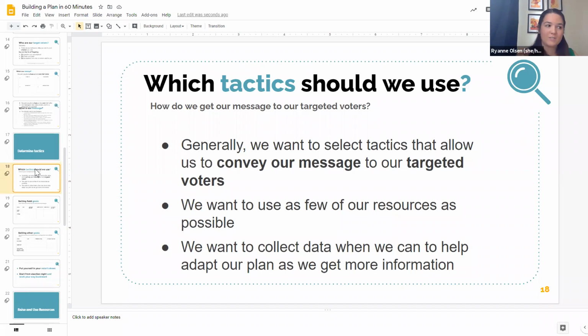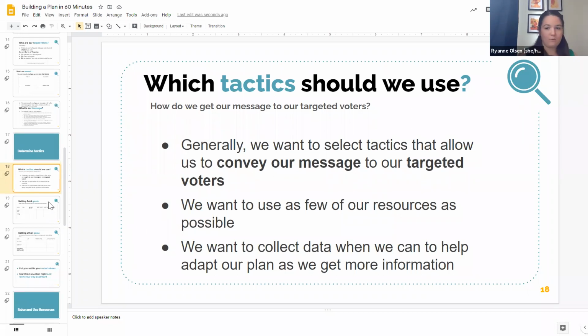We want to use our resources as strategically as possible, and we want to collect data when we can. This is what allows us to run a more effective campaign going forward. If someone tells us they aren't going to vote for us, cool. We don't need to continue to reach out to them for the rest of the campaign. If someone says they are going to vote for us, cool. We know to make sure that they have information they need about vote by mail, early voting, etc.